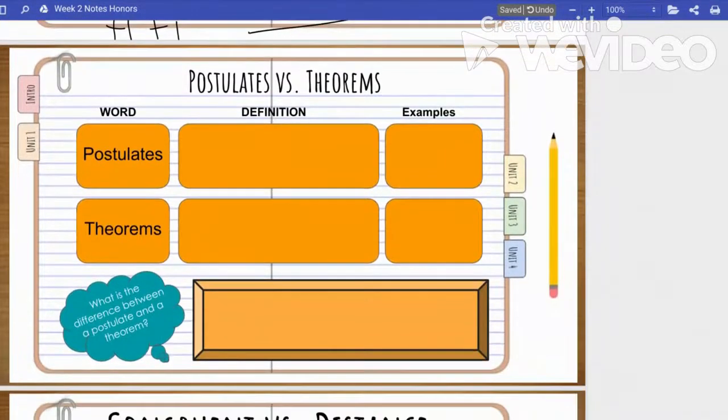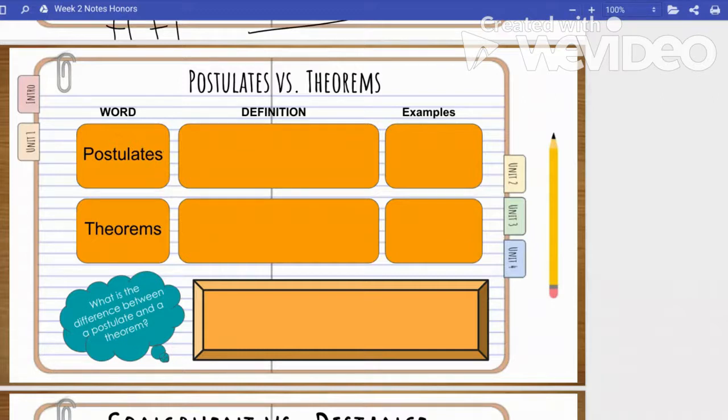Okay, let's take a second to talk about postulates and theorems. First thing I'm going to talk about is postulates. The most you guys have ever heard about is theorems, like you've heard of the Pythagorean theorem. In here today, we're going to do the segment addition postulate. There are going to be some theorems we're going to talk about. So what's the difference between the two?